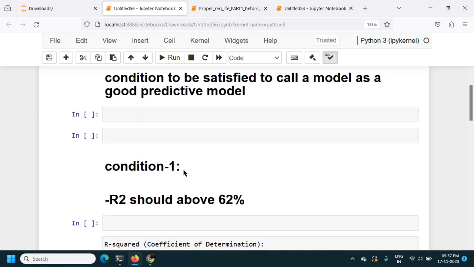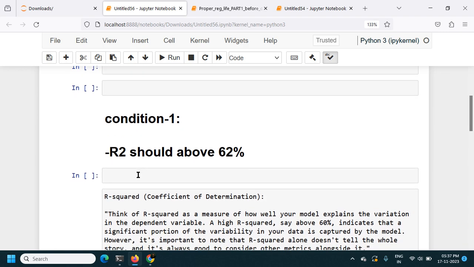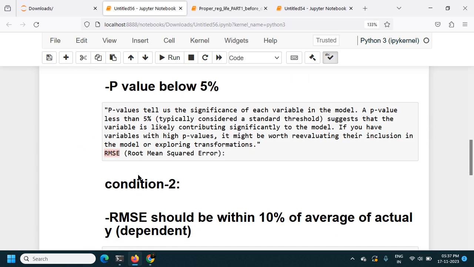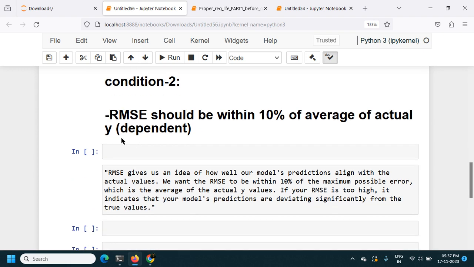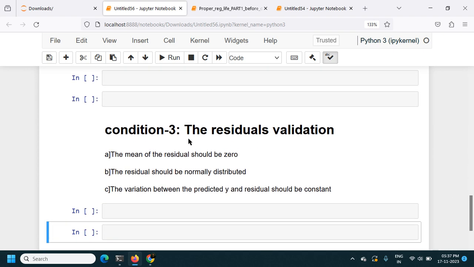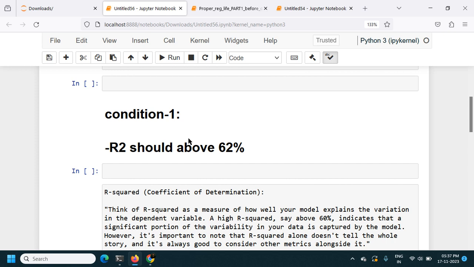So I have categorized this into three conditions. The first one is the R square of the model, then the p value. In condition 2, I have the RMSE of the model. Then in condition 3, we talk about the residual validation. So let's see one by one. First, after building a model, we need to check the R square of that model.